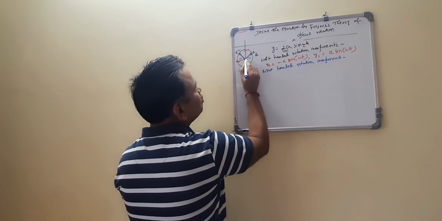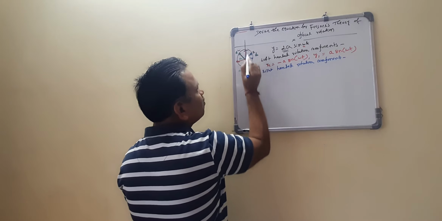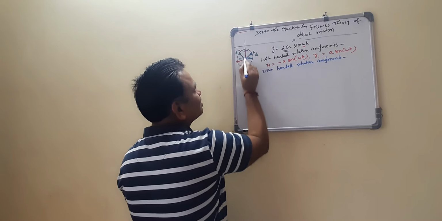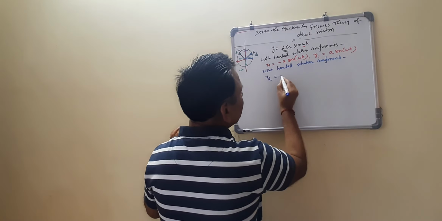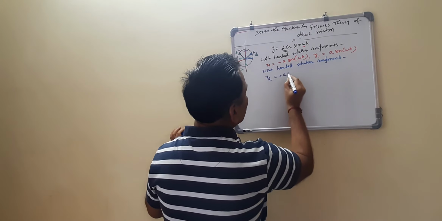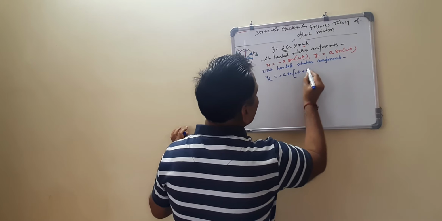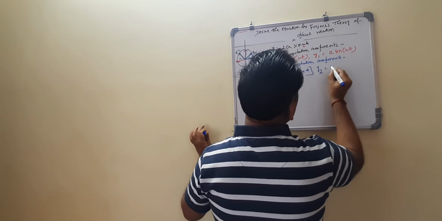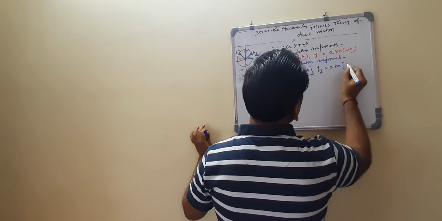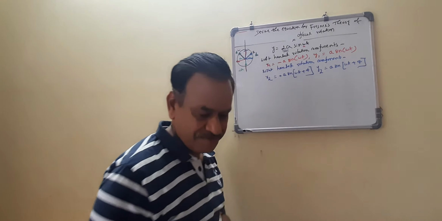This is divided into 2 components. One is along x and another one is along y. Of course, this is positive x, this is also positive y. So that x2 equal to plus A into sine of omega t plus phi. Y2 equal to A into sine of omega t plus phi.